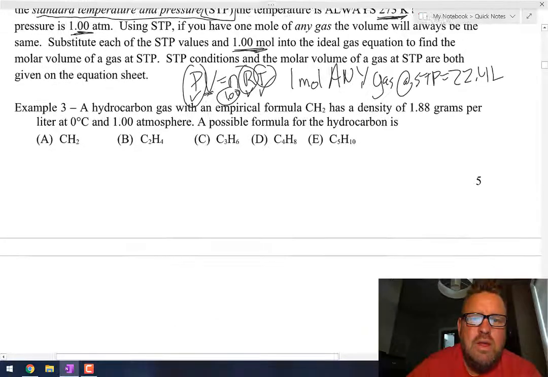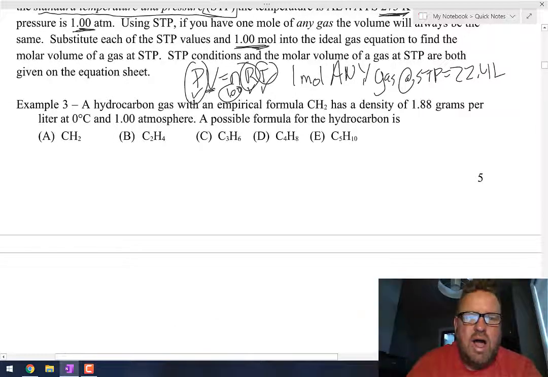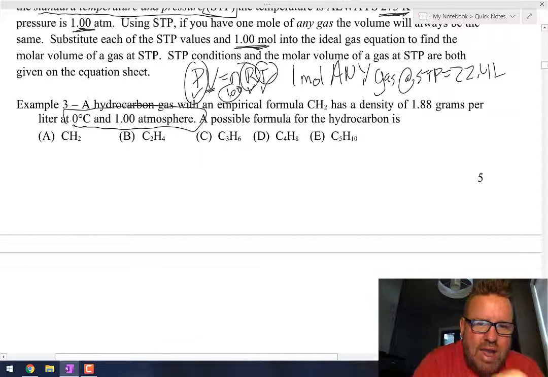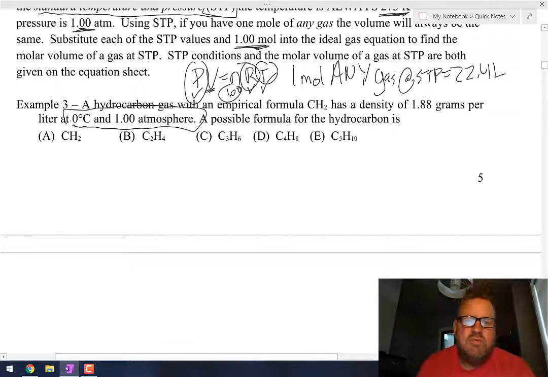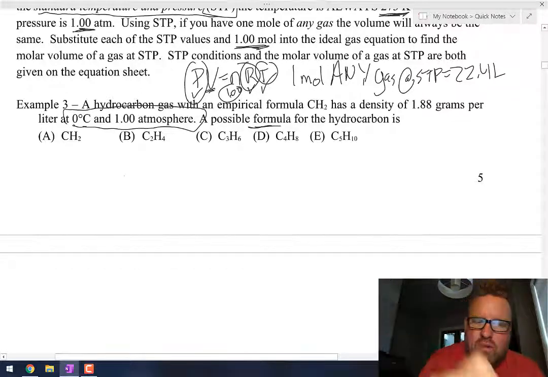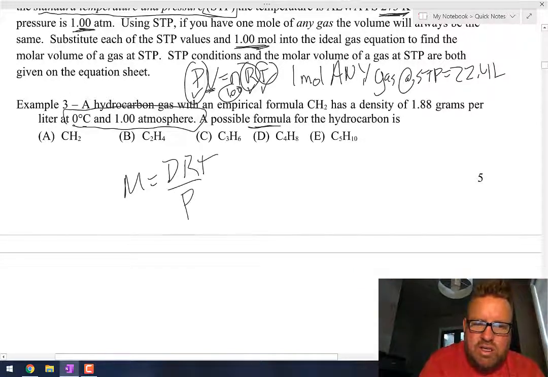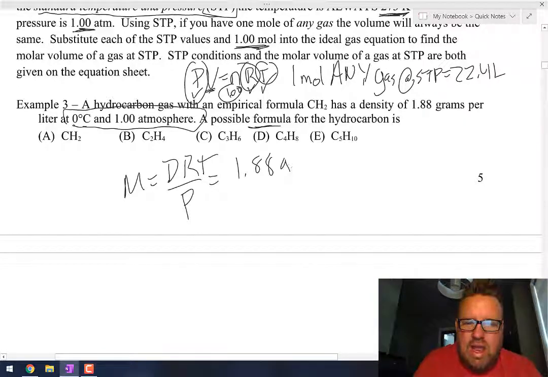Okay, so here's another example. A hydrocarbon with an empirical formula of CH2 has a density of 1.88 at 0 degrees Celsius and 1 atmosphere. So you are at STP. A possible formula for the hydrocarbon is... So anytime they ask about the chemical formula, you need to know the molar mass. The molar mass, remember, is the dirty P equation, so dRT over P. The density is 1.88 grams per liter.